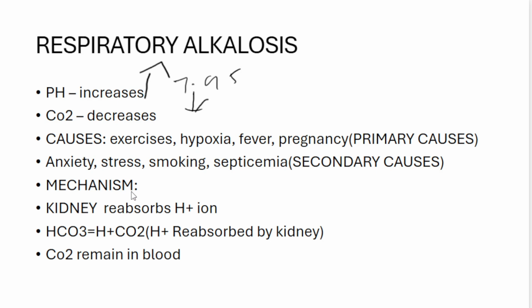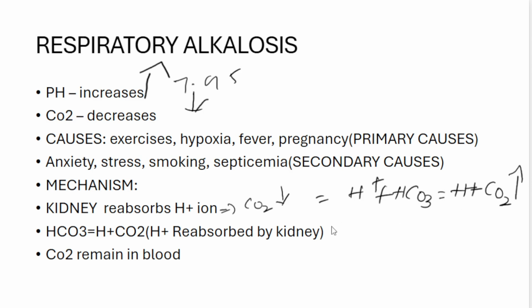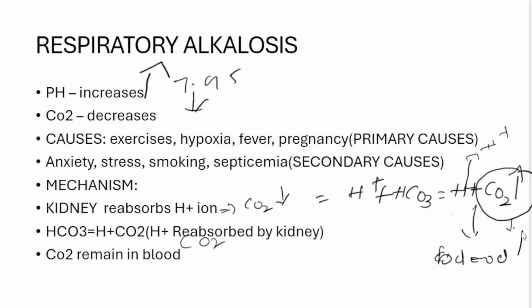How will the kidney maintain this? Here CO2 is decreased, then the kidney reabsorbs the H plus ion and forms sodium bicarbonate. See what happens here: the kidney reabsorbs the H plus ion and only CO2 remains in the blood. There is an increase of CO2, and so the respiratory alkalosis is maintained.